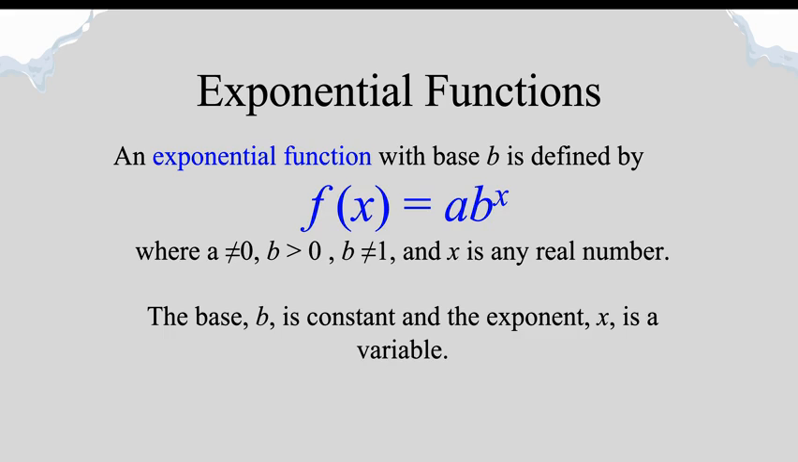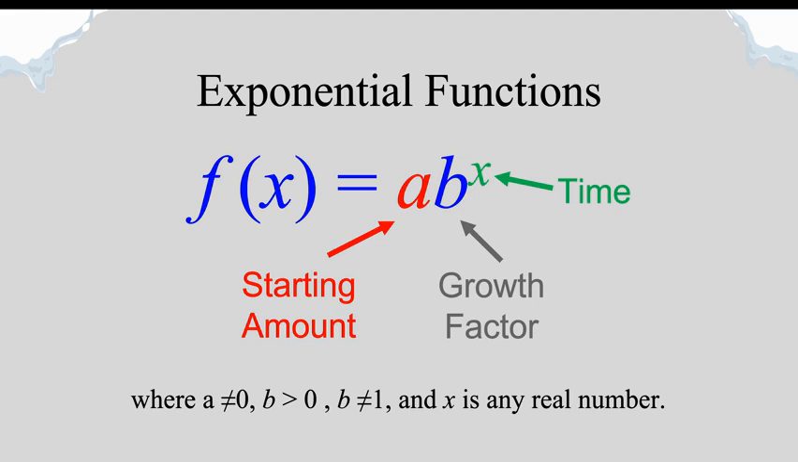Whenever we have the function f of x is equal to a times b to the power of x, a is going to be your initial amount or starting value. So just like I said, I would like you to write this down. a is your starting amount. b is what we call the growth factor, and we will spend a lot of time differentiating between growth factor and growth rate. And x is the time.